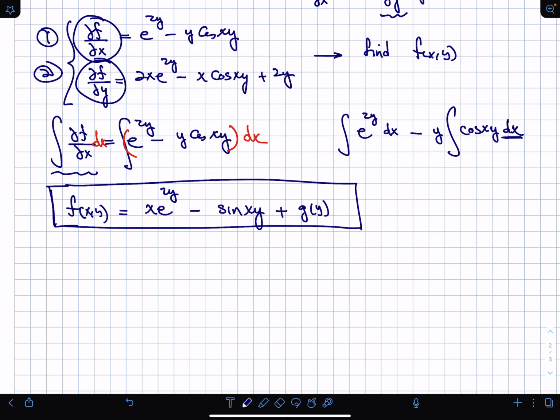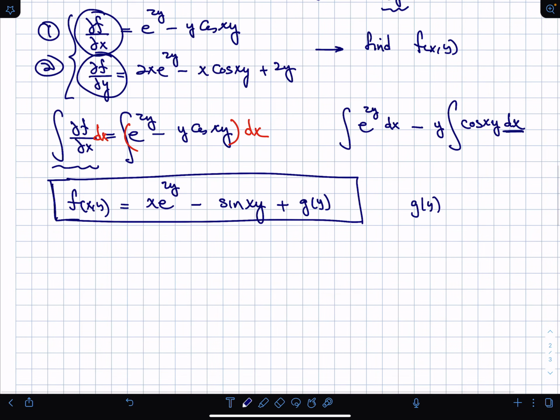However, I'm not done, because A, I need to find g of y, and B, I need to take f of x and set it equal to a constant, and that will be my final solution. And again, just like the previous example, how are you going to find g of y? Well, you're going to go to that equation that you didn't touch. So you touch number 1, you work with number 1, you got f of x. To find a constant, you have to work with the other one.